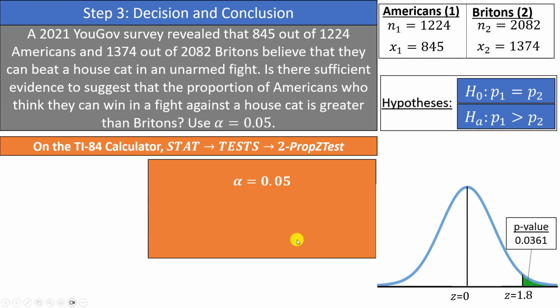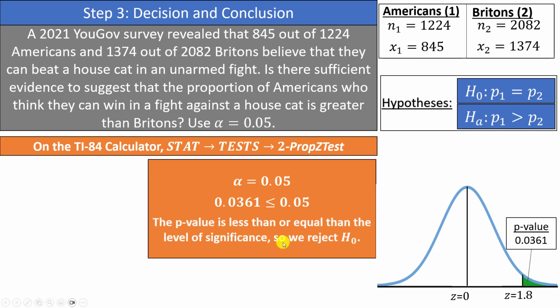So we can go ahead and make our decision and write our conclusion. We'd make our decision by comparing our p-value to the level of significance. Our p-value is 0.0361, which is less than or equal to our level of significance. The p-value is low, so the null has to go. So we are going to be rejecting our null hypothesis.